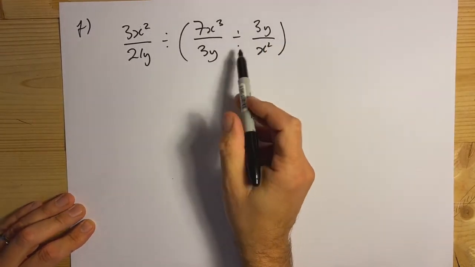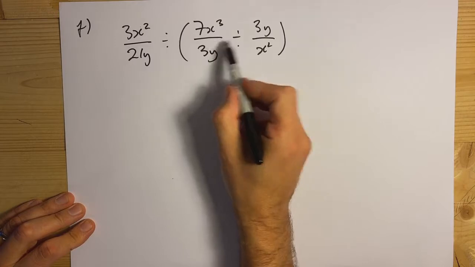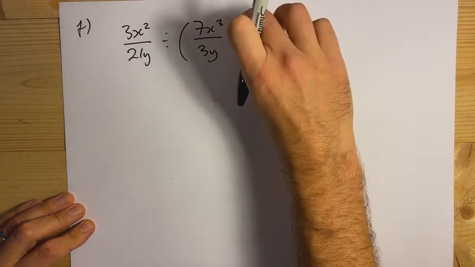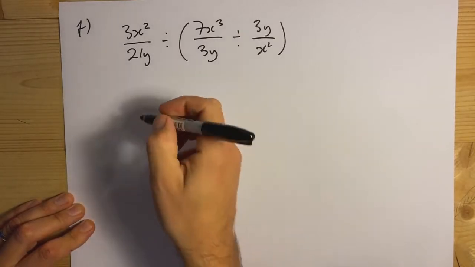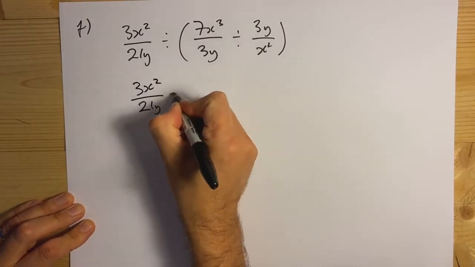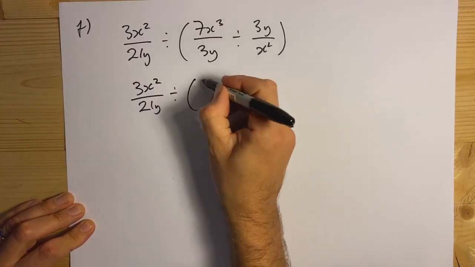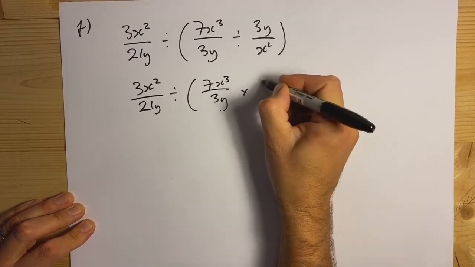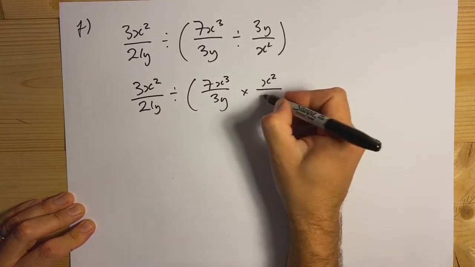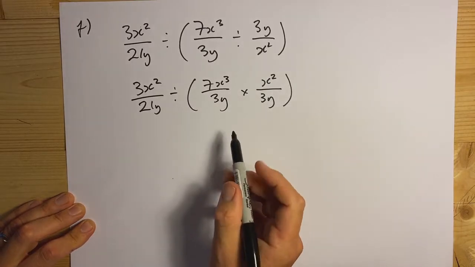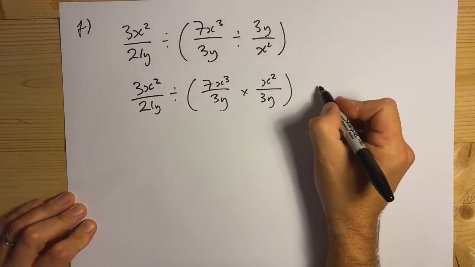Now, do you remember I said before that if we're dividing by a fraction, we can replace that divide sign by a multiply sign if we turn this fraction the other way up. So let's do that. So we've got 3x squared over 21y. We'll deal with this divide sign in a minute. 7x cubed over 3y times x squared over 3y. Okay, this makes things a lot easier for us, so let's just go across and do this.